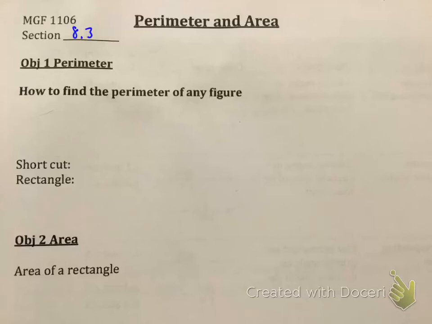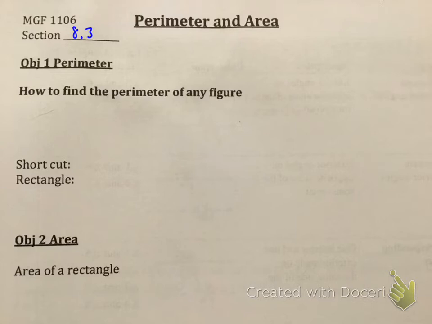Okay, this is section 8.3, perimeter and area. So you have two sections basically left for the entire semester. The first one goes up over what is perimeter and what is area. So the first objective, we're going to be looking at perimeter. And perimeter is basically finding out what is the length of the outside of the figure.